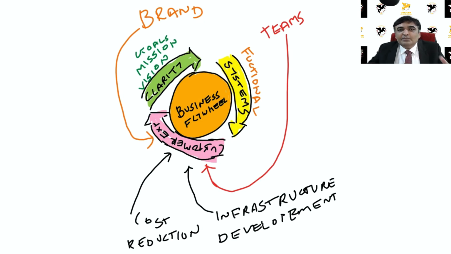And how you can apply this model is by first creating the clarity. Once you create clarity at whatever stage you are, then you build functional systems, then you build customer experience along with your brand, you build your teams, you invest in infrastructure, you invest in cost reduction, then your business runs on a flywheel. It runs like a flywheel.